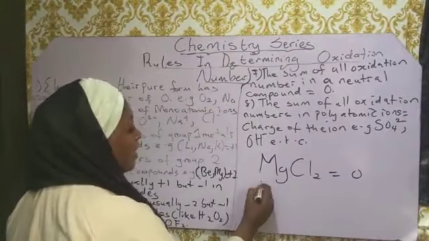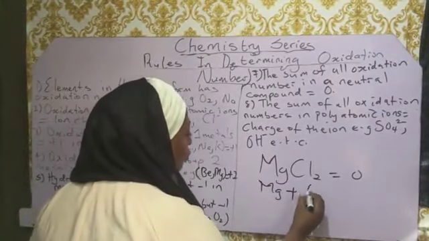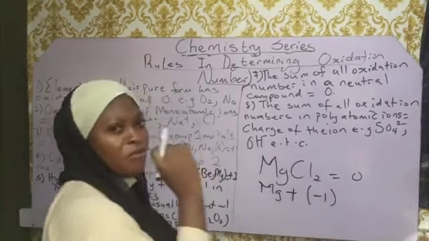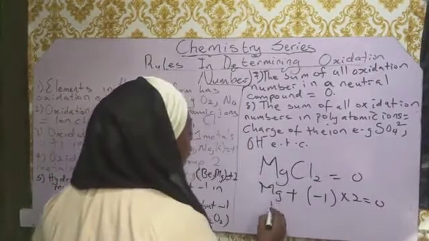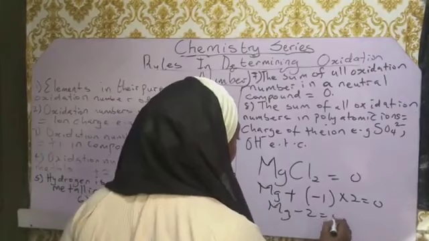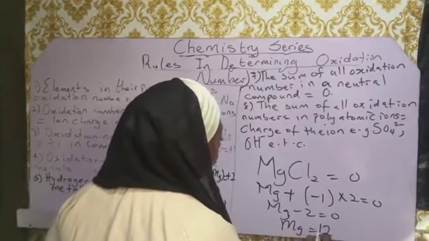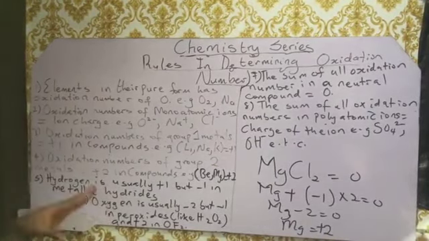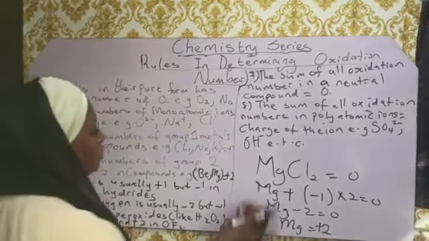So let's take this as Mg, we don't know, plus. Now the oxidation number of chlorine, or the charge of chlorine, is -1. But we have 2 atoms of chlorine, that is -1 times 2 is equal to 0. So we have Mg minus 1 times 2 will give you -2 is equal to 0. Mg will be equal to +2. So we have also been able to prove that the oxidation numbers of group 2 metals are +2 in compounds.